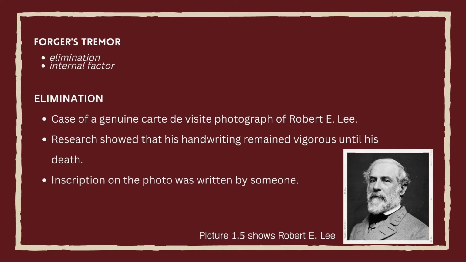The first is by elimination process. For example, in this case of the photograph of Robert E. Lee that bore a questionable, tremulous signature, Lee's writing skill was a given, and research showed that his handwriting remained vigorous until his death. Obviously, the inscription on the photo, which will be shown after a video, was written by someone other than Robert E. Lee after his death.